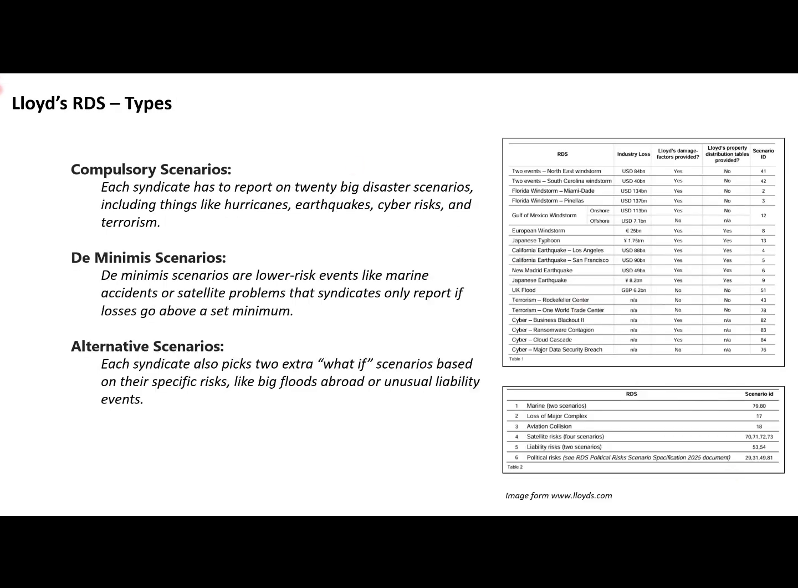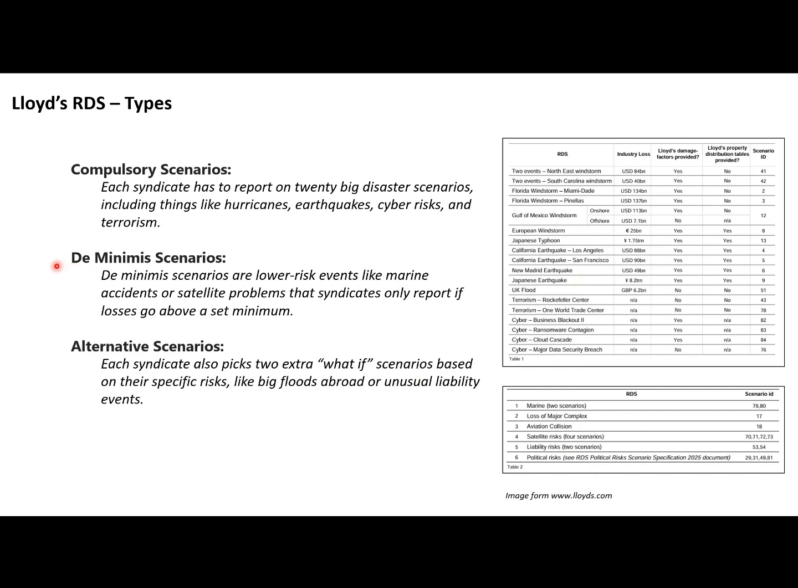There are three types of RDS: compulsory scenarios, de minimis scenarios, and alternative scenarios. Let's talk about all of these scenarios one by one. Let's start with the compulsory scenarios. Every syndicate has to model and report on 20 big disaster events. Think hurricanes, earthquakes, cyber attacks, terrorism, and these are mandatory scenarios. You can pause the video and have a look at all these scenarios mentioned here. I picked up these scenarios from Lloyd's website.